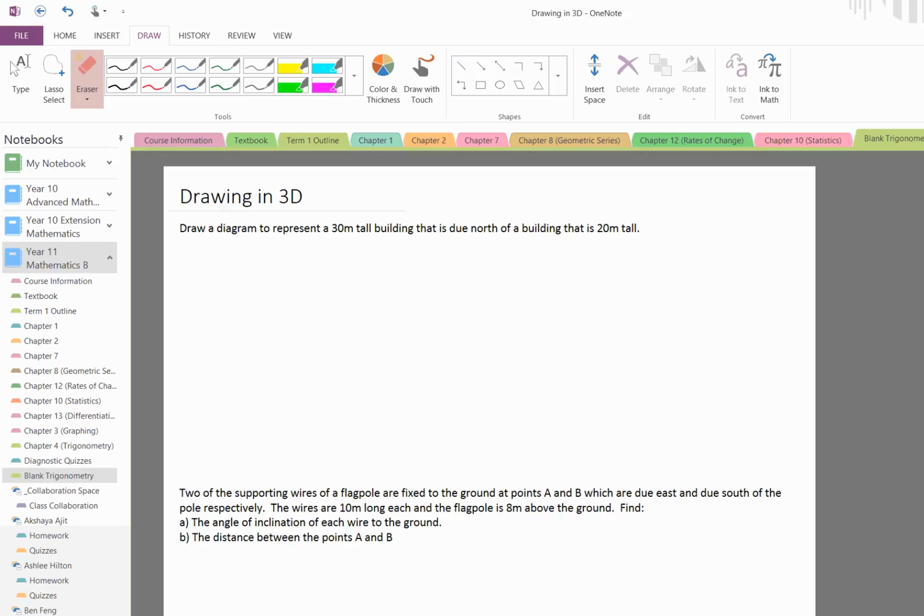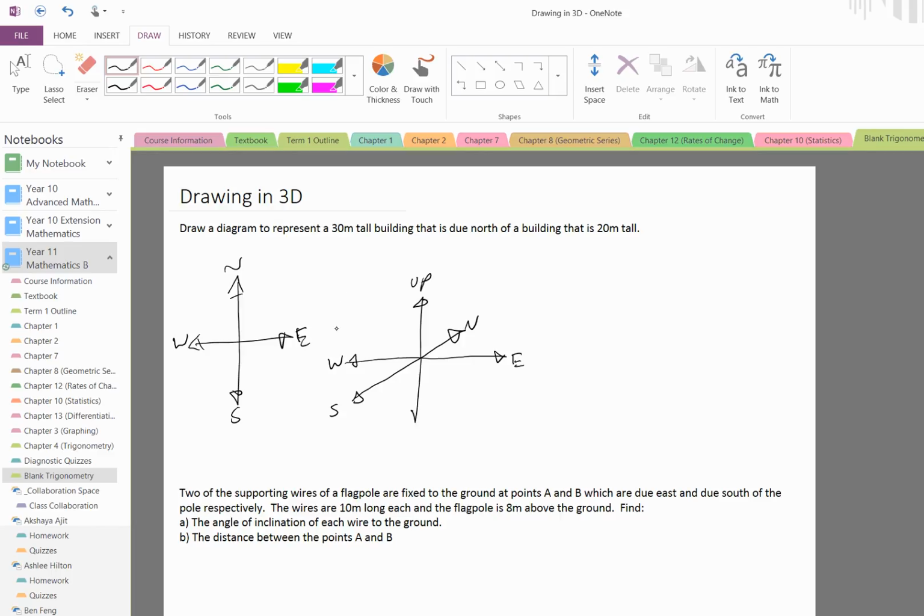The better way of drawing in 3D is to grab your normal compass rose, north, south, east, west, and imagine grabbing a piece of paper vertically and putting it on the table and looking at that in 3D. So your real compass rose in 3D, your north, south, east, and west. This will be up, and this will be down. Might draw the up-down one in a different color.